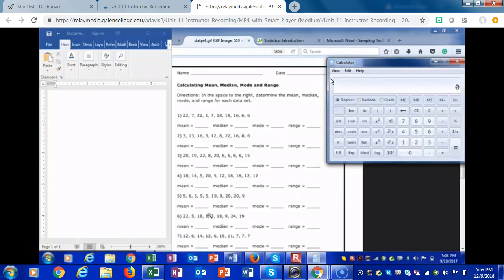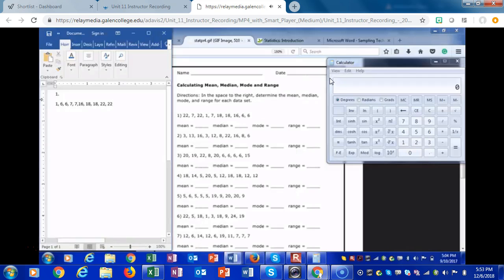For these types of problems, I think the easiest thing you can do is put them in order. Okay? So for number one, it starts with 22, but let's put them in order. 1 is the first number. We have 2 6s, and we also have 2 7s. 1, 6, 6, 7, 7. We have 16 and 2 18s, and 2 22s.